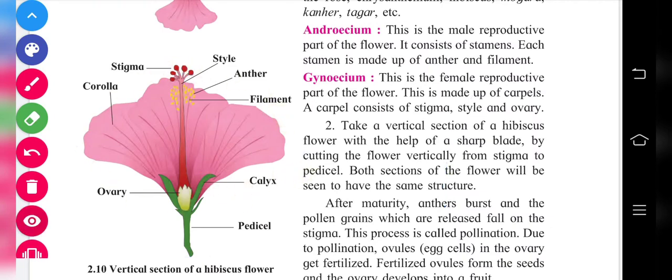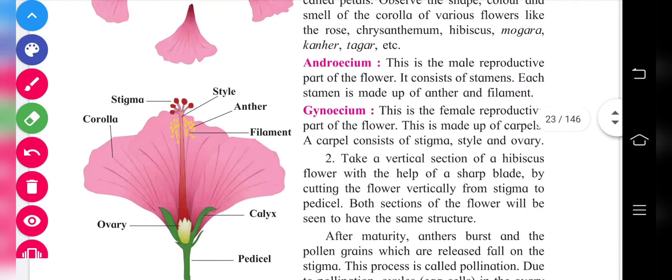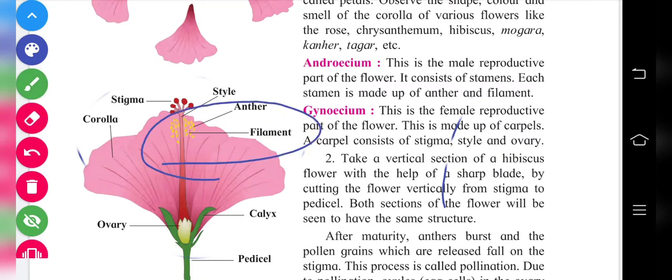After that we study the androecium. The androecium is the male reproductive part of the flower, made up of stamens. Each stamen has an anther and a filament. Observe that this one is the stamen, and it contains anther and filament. These are the male reproductive parts. After that you observe the gynoecium.